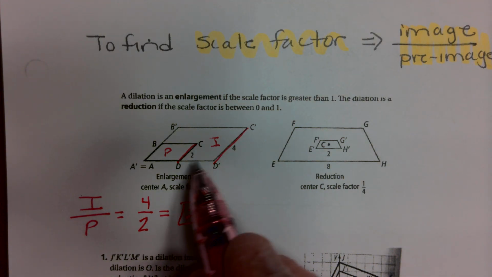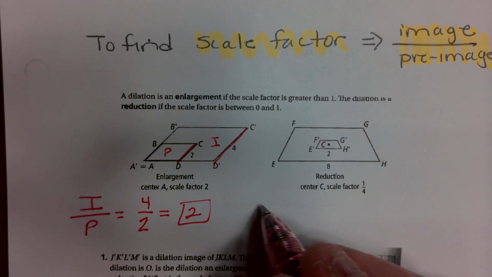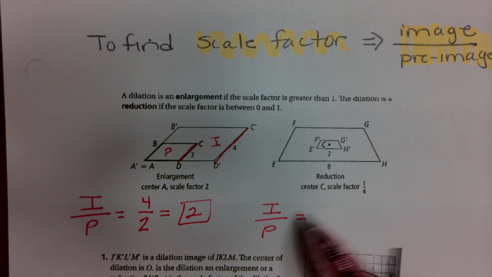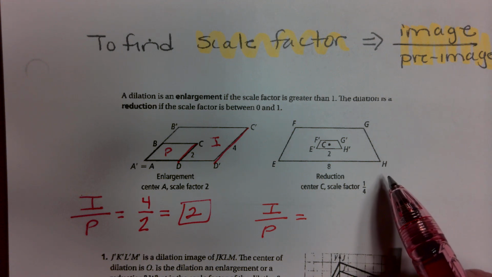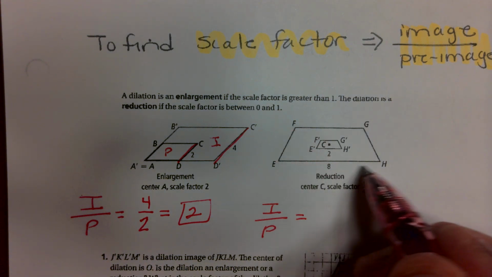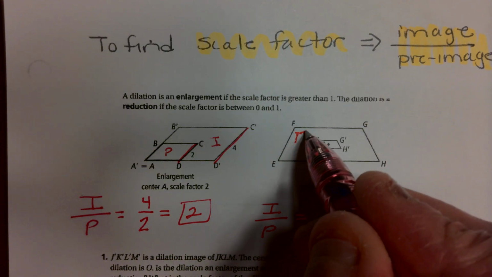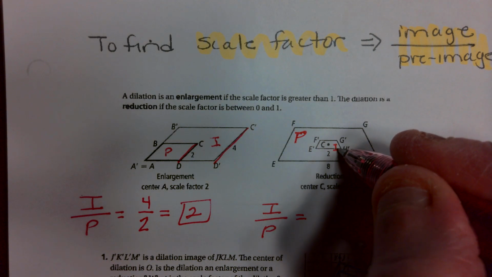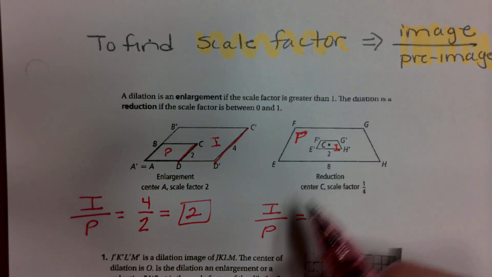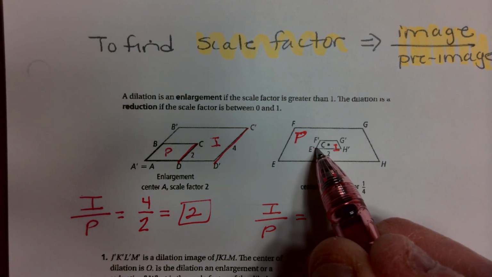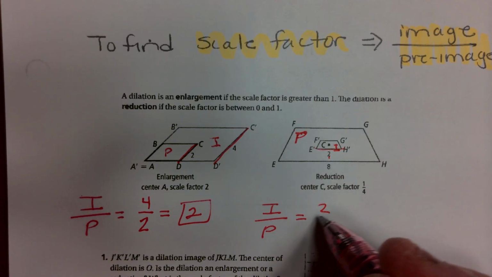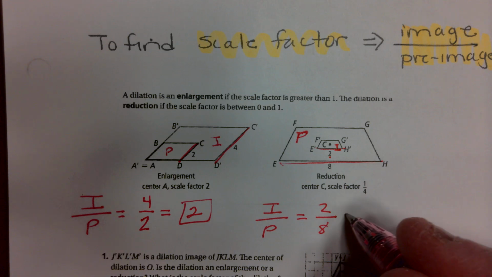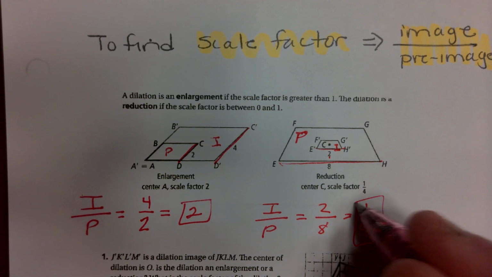Which is, of course, what they say here, but I'm trying to show you how they got it. Same thing here. If you do, again, the I over the P, image over preimage, and I look on here, again, where is my image? It's the ones without the prime, so it's the bigger one. I mean, the preimage, I'm sorry. And then the ones with the prime, that is the image. So, image over preimage. This side right here is 2 over the preimage. Corresponding side is 8. Reduce it, and we get 1/4.